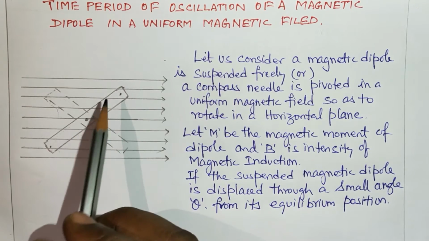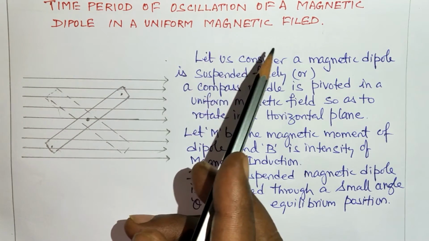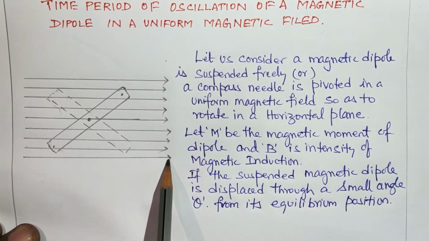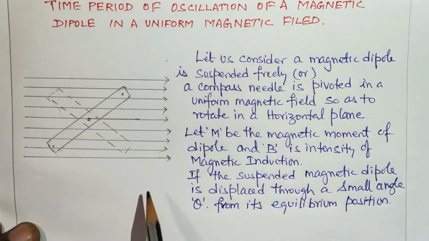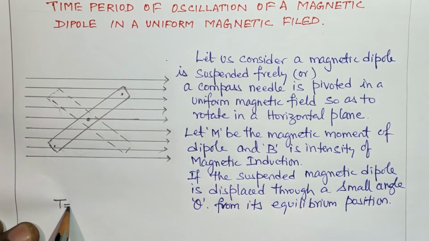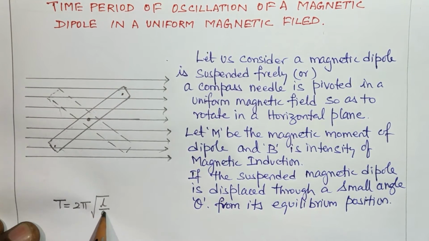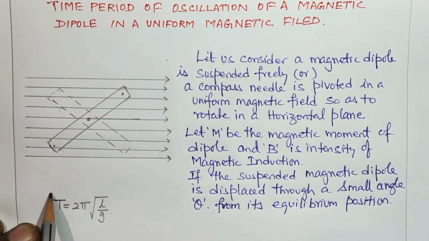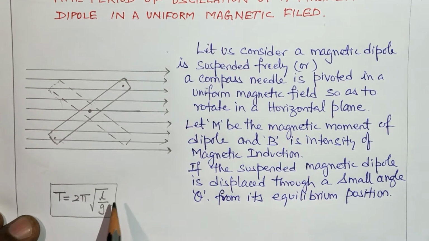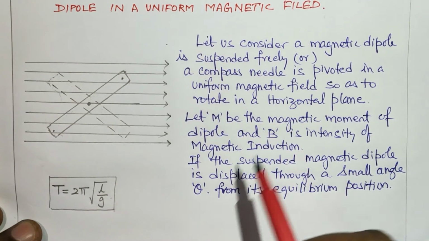Now let us derive the mathematical expression to measure the time period of oscillation of a magnetic dipole in a uniform magnetic field. Earlier, in the chapter on oscillations, we studied that in simple harmonic motion, the time period of a simple pendulum is T = 2π√(L/g). This is the time period formula for one oscillation of a simple pendulum, which we derived earlier. Now we shall derive a formula to measure the time period of a magnetic dipole placed in a uniform magnetic field.